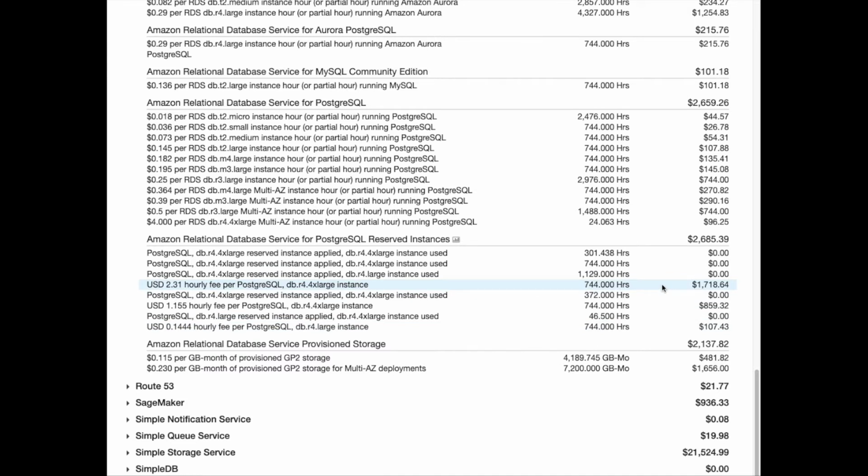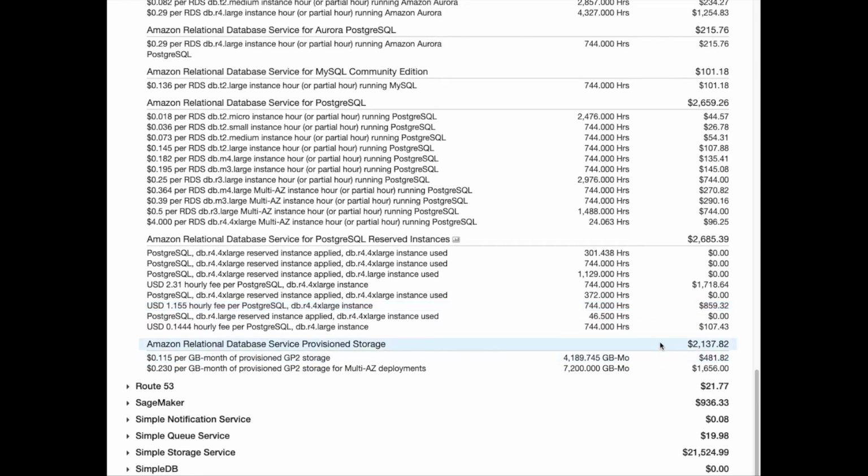And so that's where you see these numbers coming in here, is we were running more DB R4 4x large instances than what we had on reservations, which is totally fine. We just don't get the reservation instance pricing for that excess. We pay the on-demand pricing for it.